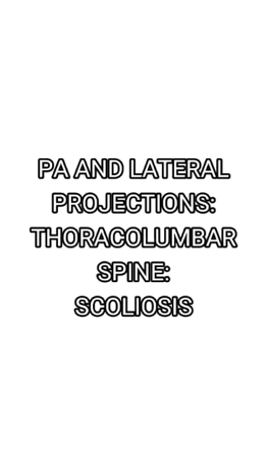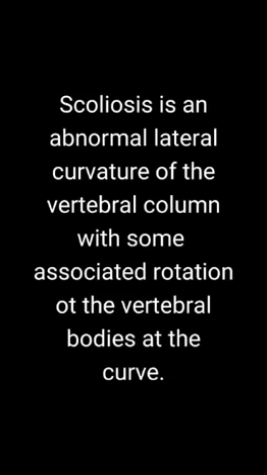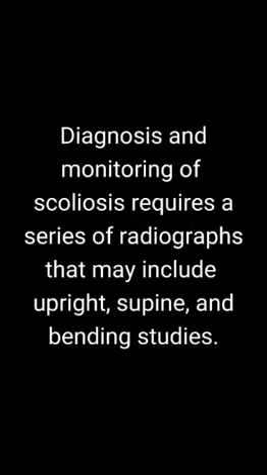PA and lateral projections of the thoracolumbar spine for scoliosis. Scoliosis is an abnormal lateral curvature of the vertebral column with some associated rotation of the vertebral bodies at the curve. Diagnosis and monitoring of scoliosis requires a series of radiographs that may include upright, supine, and bending studies.